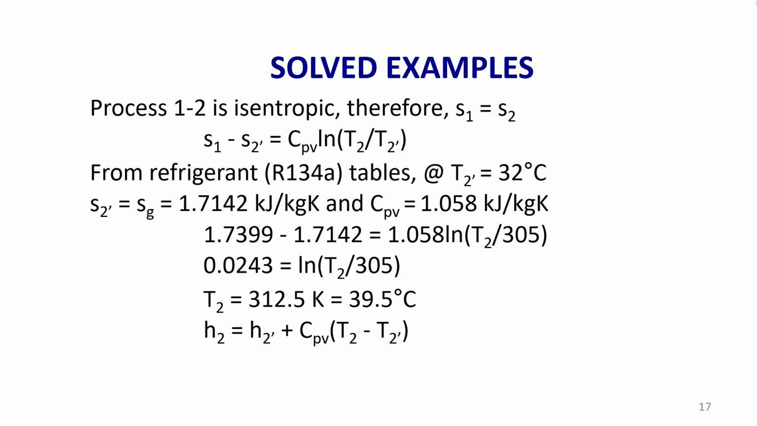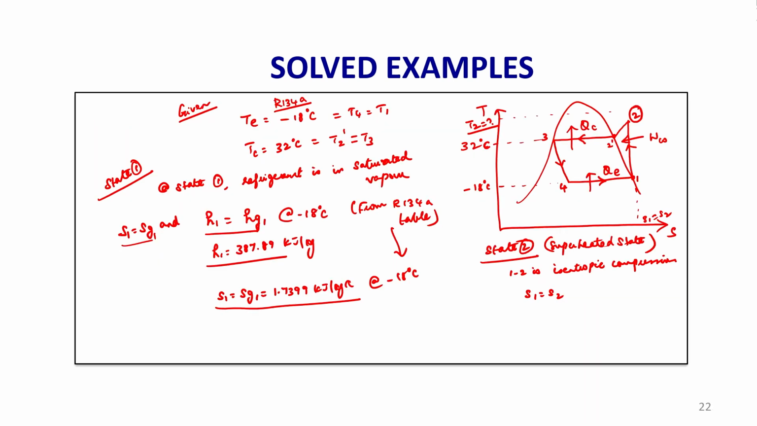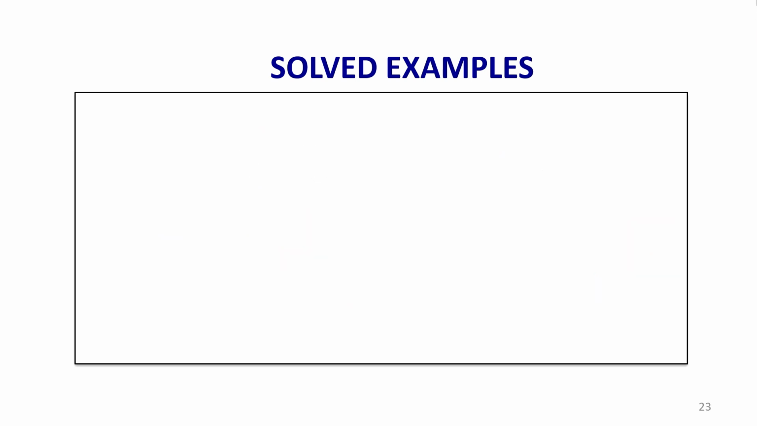Okay. So now I am going to read the values corresponding to T2 dash. What is the temperature at T2 dash? The temperature at T2 dash and T3 are the same, that is equal to Tc. So from the steam table, T2 dash is equal to T3 is equal to 32 degrees centigrade.